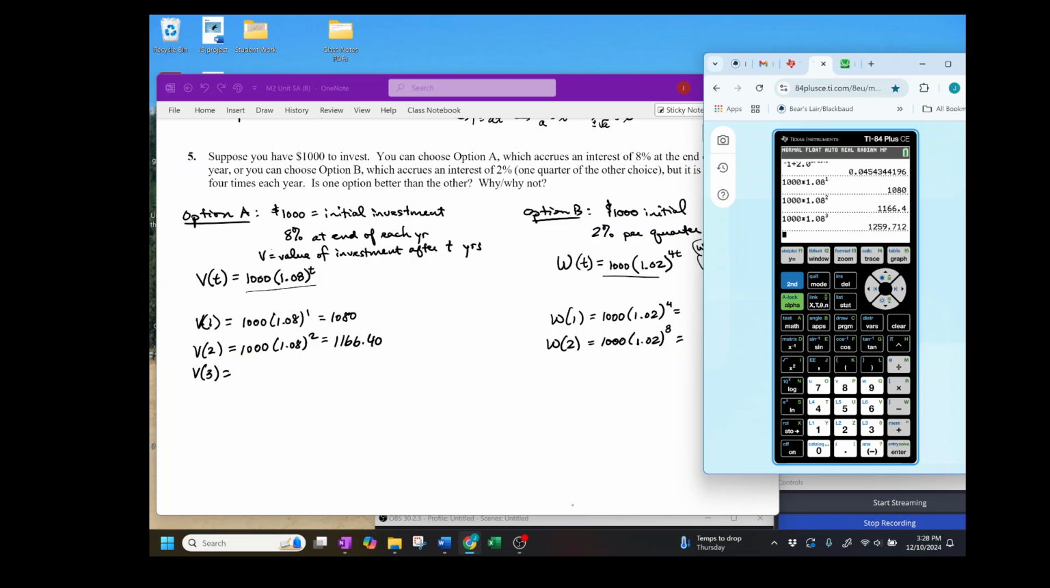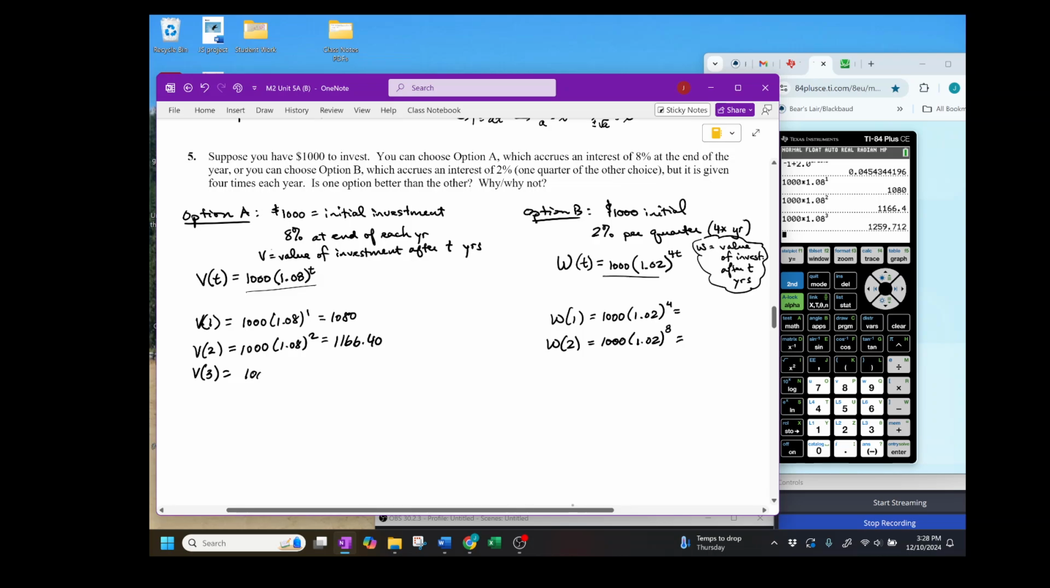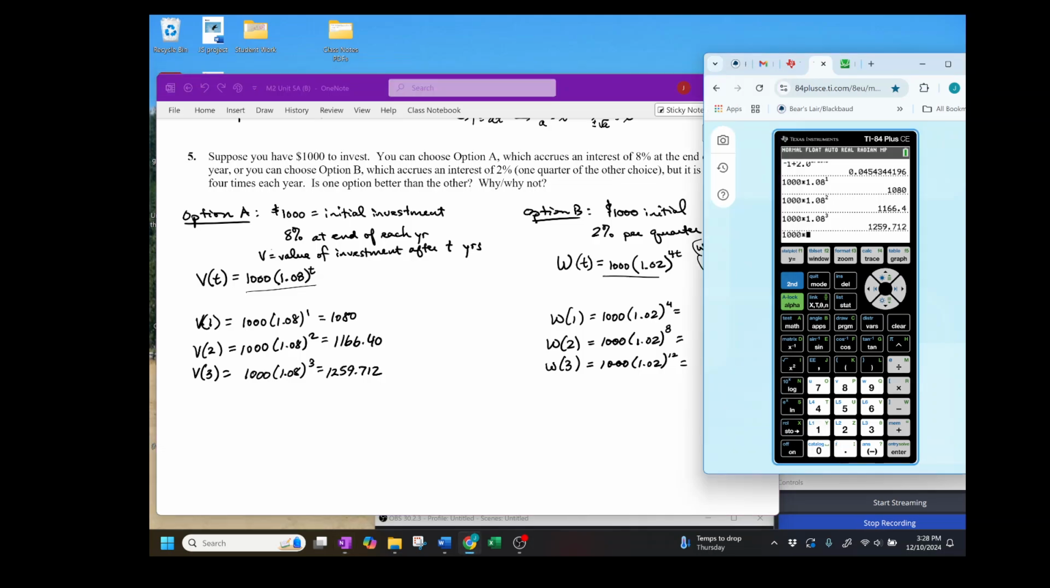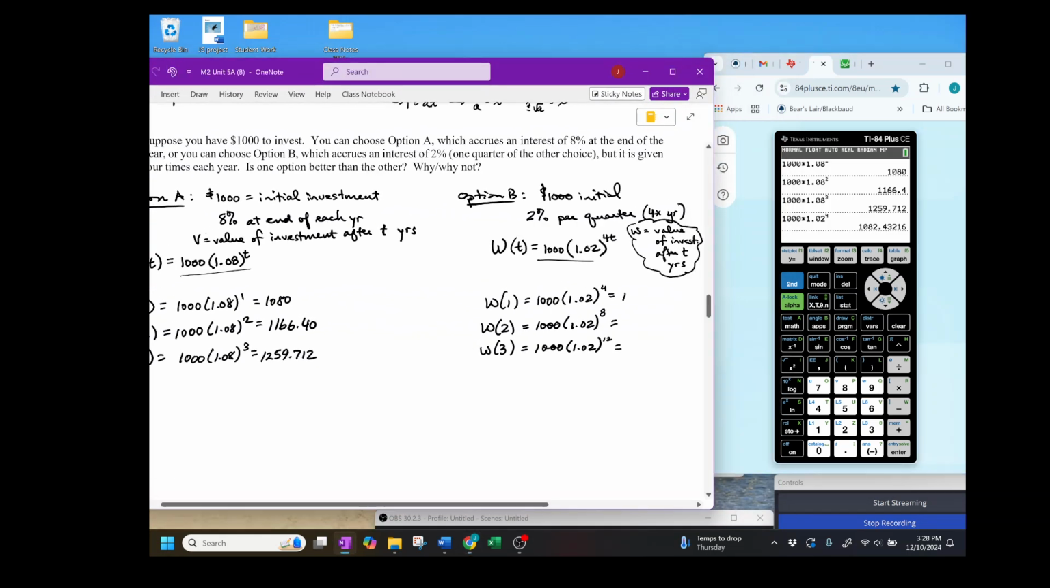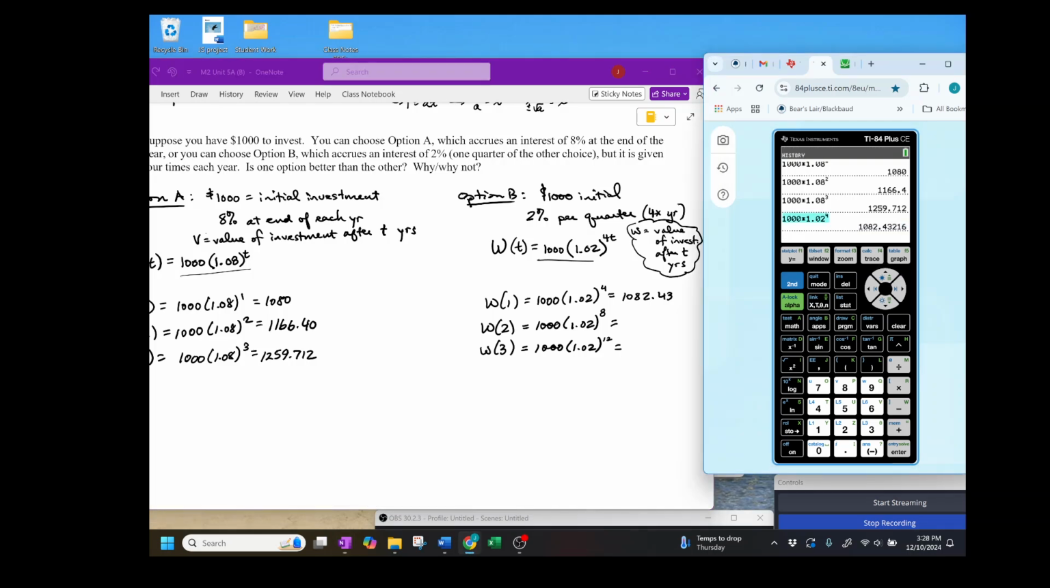Well, let me write it out. 1,000 times 1.08 cubed equals 1259.712. And over here, this would really be compounded 12 times now. So let's take a look at these. So it'd be 1,000 times 1.02 to the fourth. So that's 1082.43-ish. And then if we do the same thing again, but now it's 2 years, so it's to the eighth.